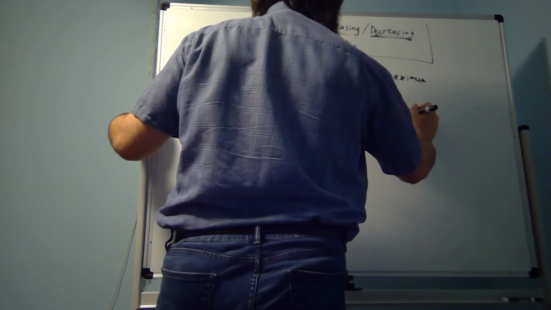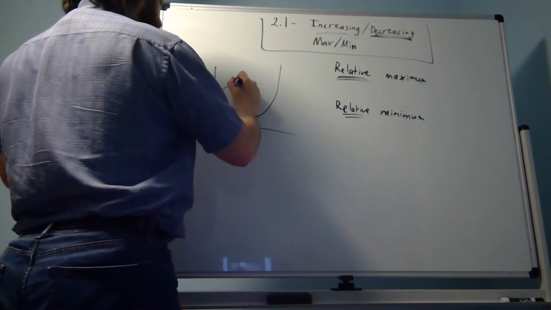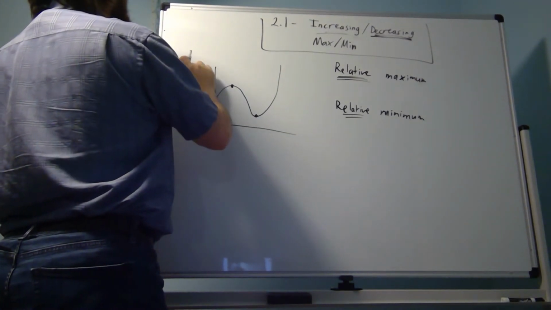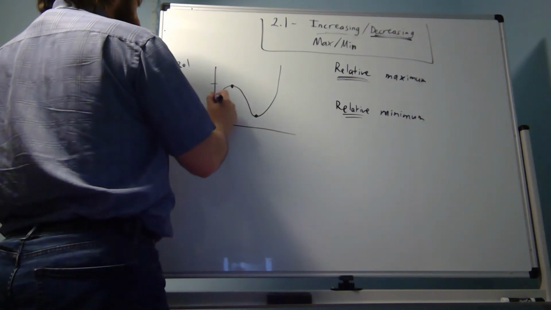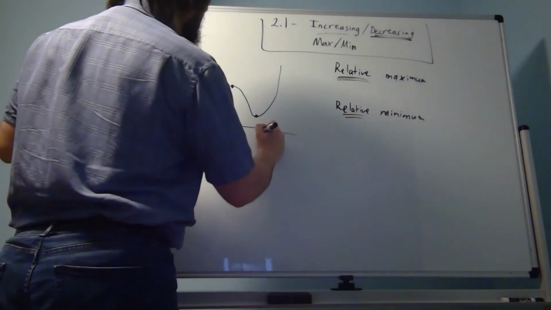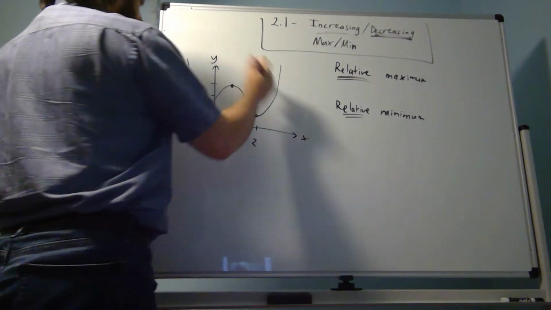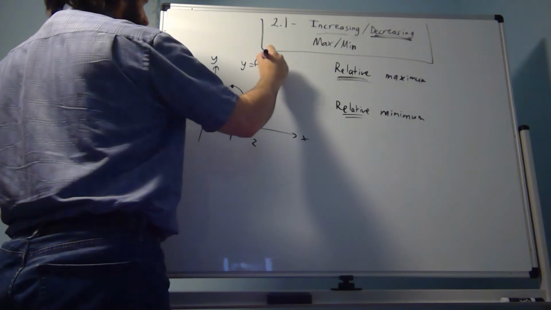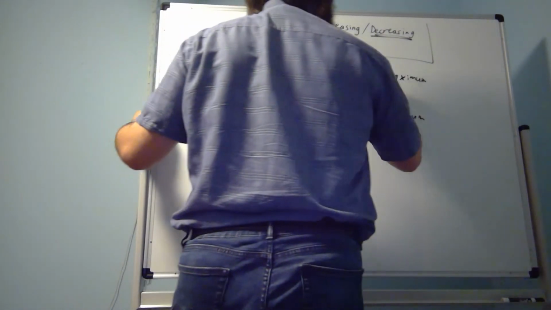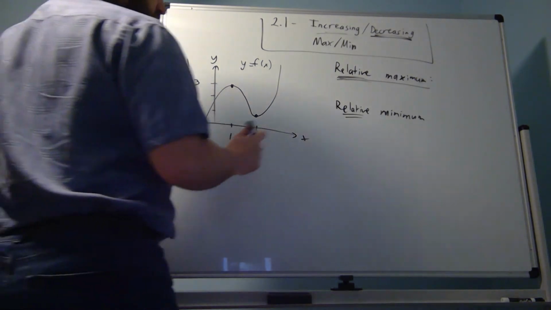and minimum. Okay, so I'll draw a picture like this, and let's say this is, it doesn't have to be perfect, but let's say that those outputs are 1 and 3, and those inputs are x equals 1 and 2, so y equals f of x. So again, we have to think about it in terms of intervals.